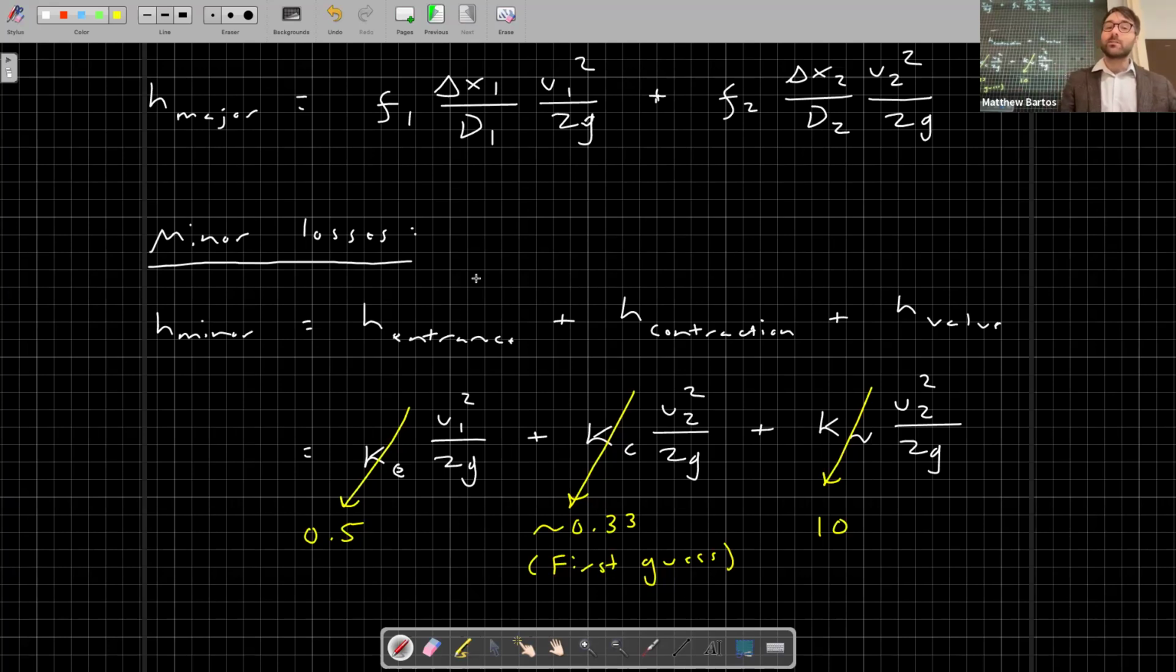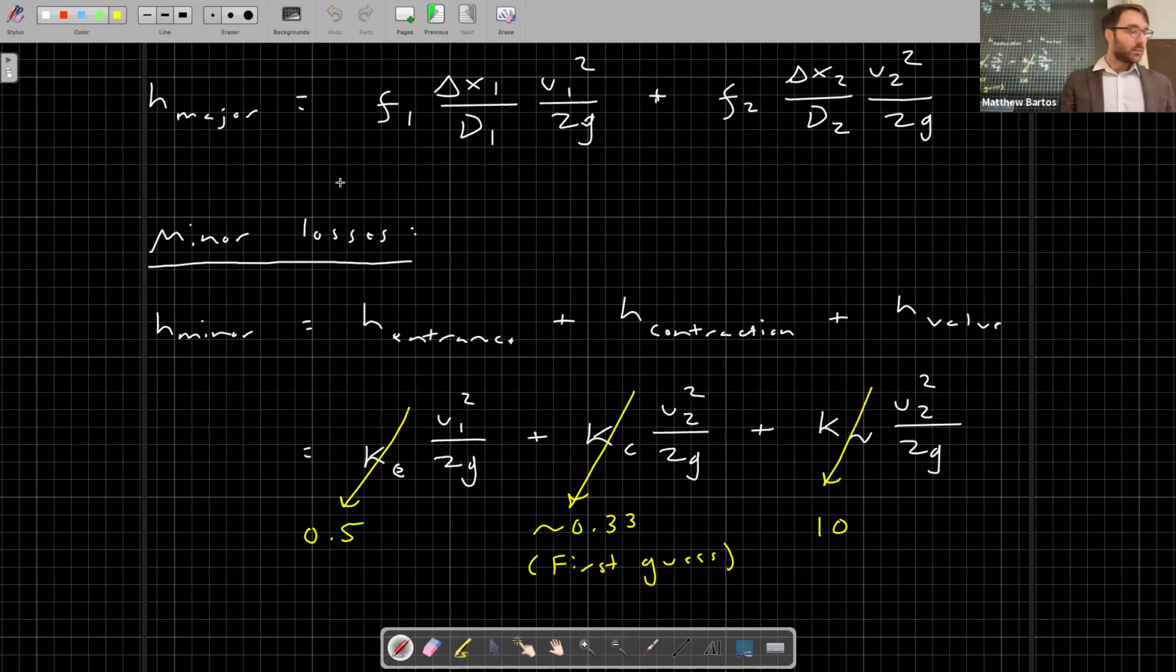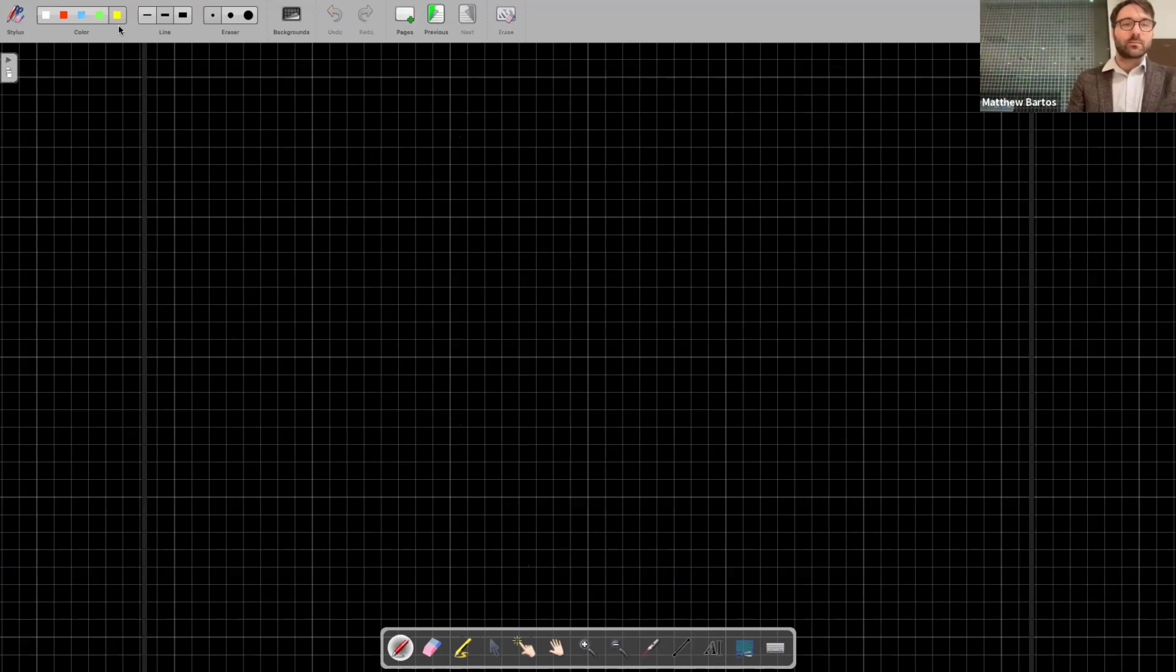All right, so what we're going to do now is go back to our energy equation and plug in all of those head losses in this HL term here. So let's go back and substitute in our energy losses. From our energy equation, we have delta Z is equal to U2 squared divided by 2G plus the head losses. And these head losses are going to be the sum of the major and minor losses.